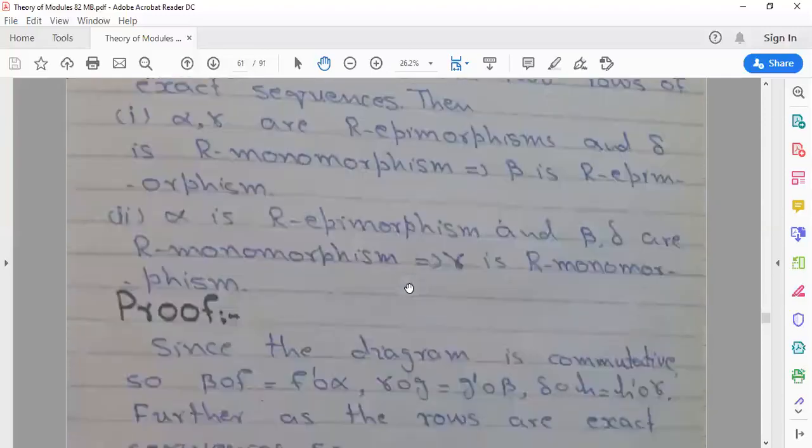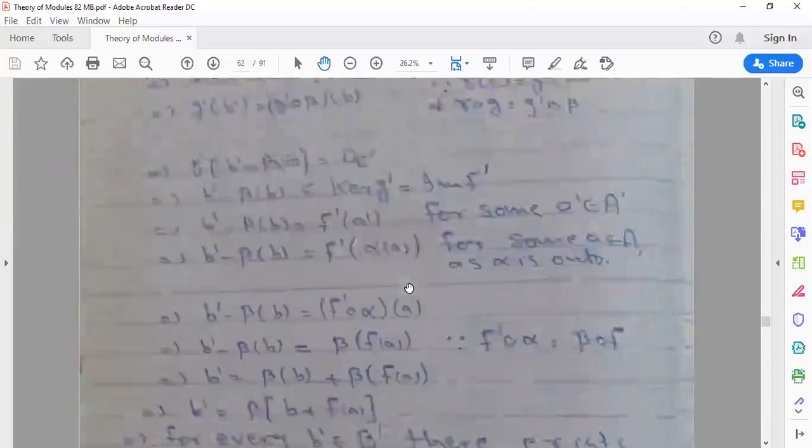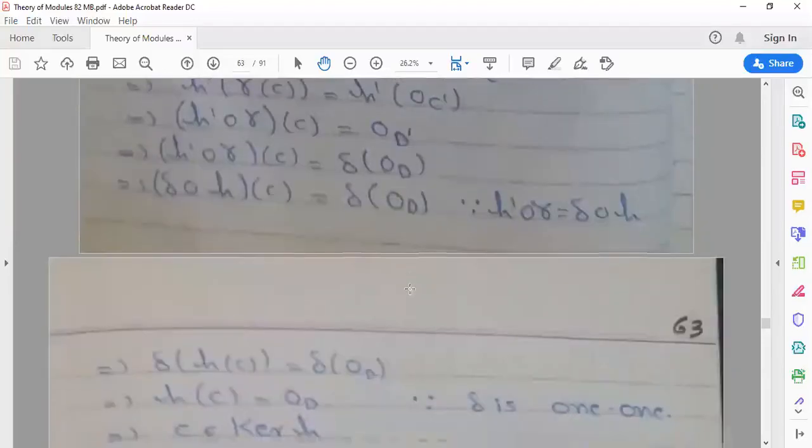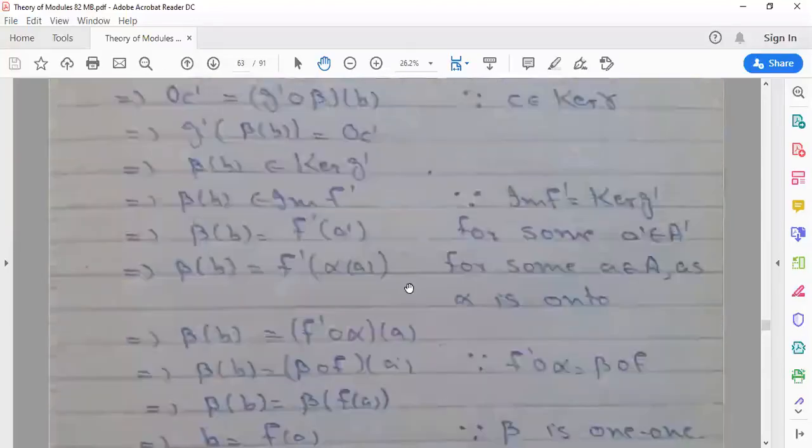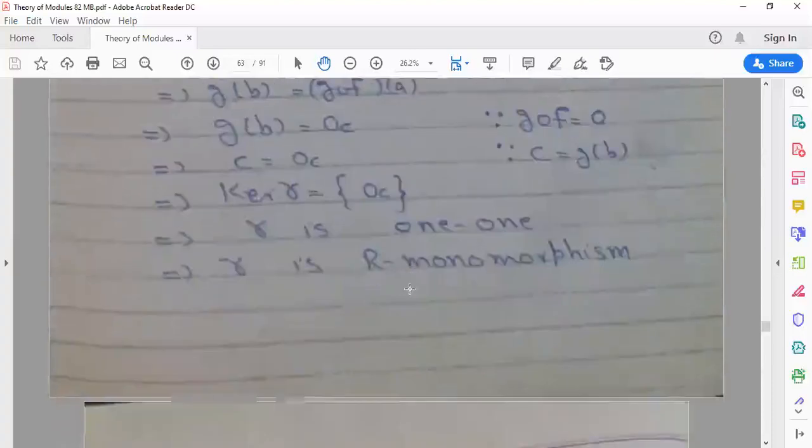So basically we take these things from here and prove that by using these other conditions beta is onto and gamma is 1-1. So this is the proof of this theorem.